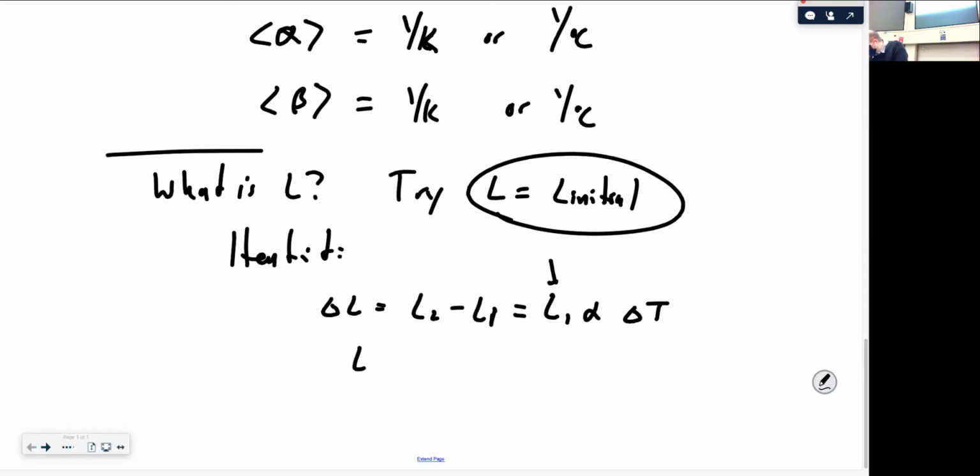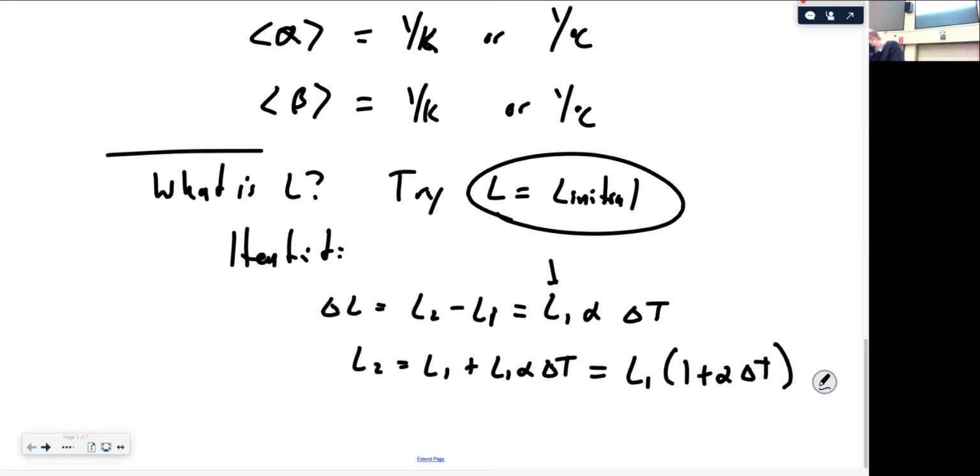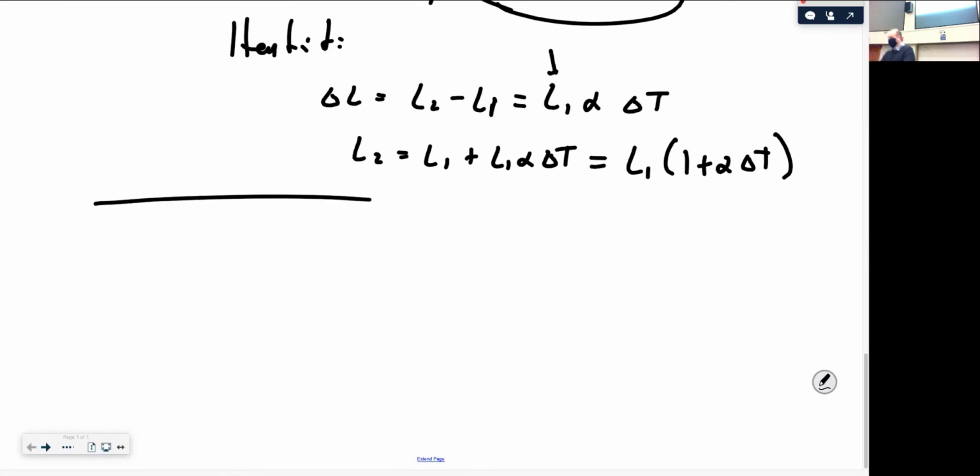So let's solve for L2. L2 equals L1 plus L1 alpha delta T. Or I can pull the L1 out. This is 1 plus alpha delta T. Okay, great, fine. We have some new length that is bigger than the other one, right? We've taken the old length and we multiplied it by some number. Alpha is generally small, so a little bit larger than it was before. This works fine. Great. Now let's cool it back to its original point.